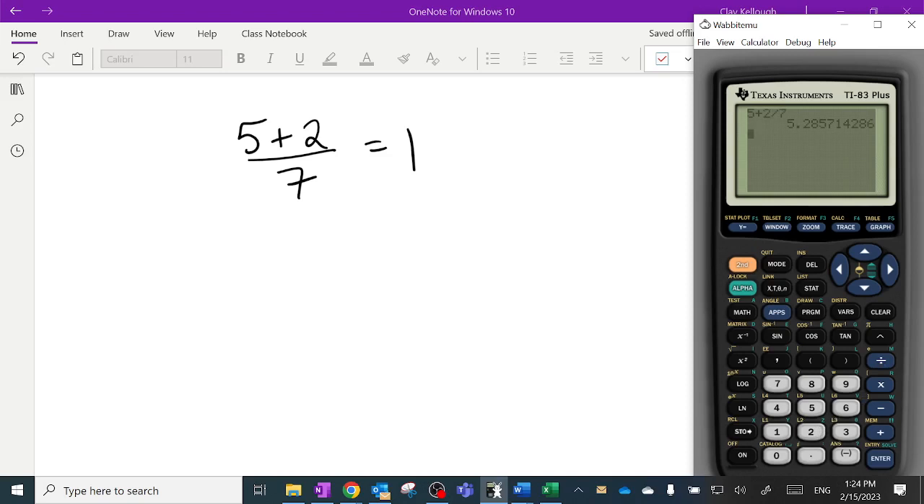Yeah, the calculator doesn't understand that the 5 plus 2 has to happen first. It follows BEDMAS. BEDMAS says divides happen before plus. So how do I get around that? Well, it's actually a pretty easy workaround. I just have to put the 5 plus 2 in brackets.